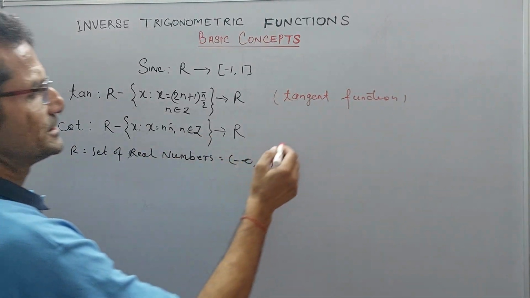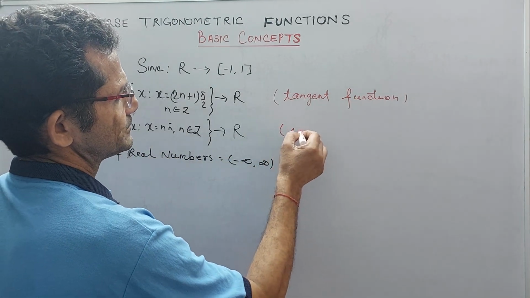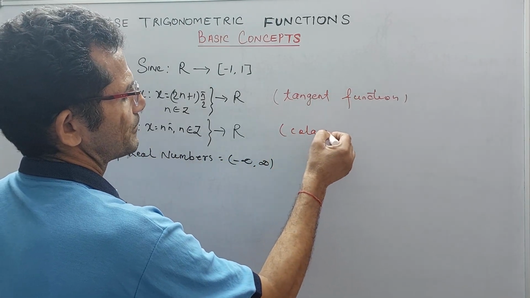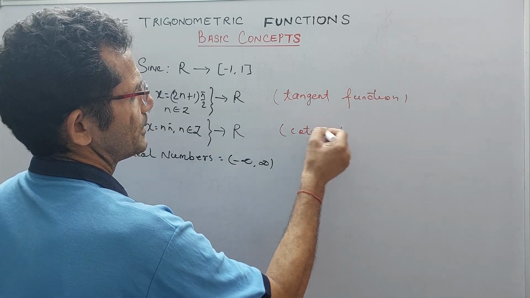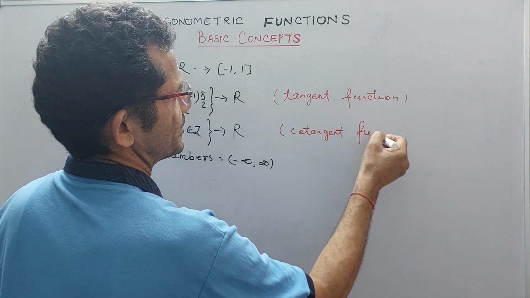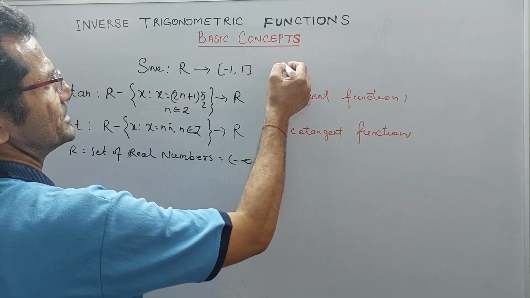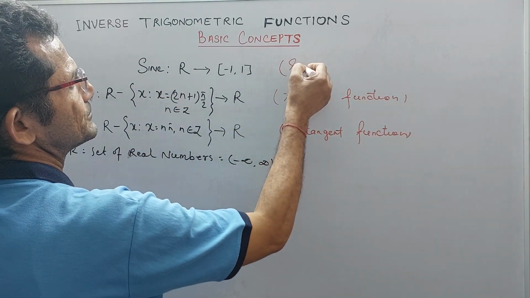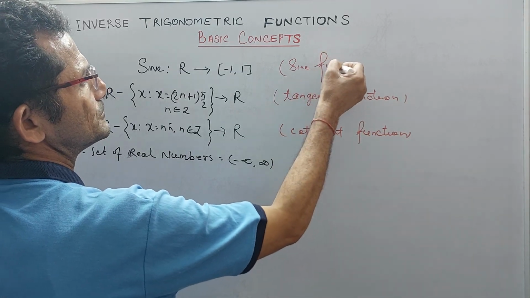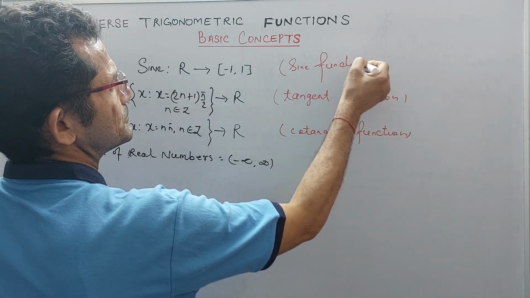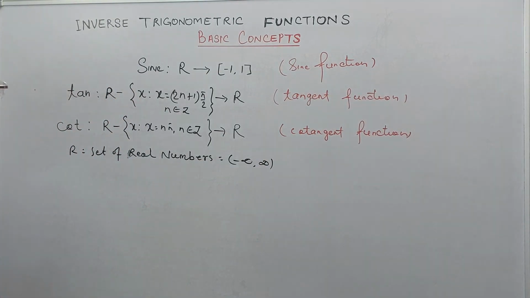And this part is a cotangent. Cotangent function. And this is the sine function. So next one, we have a secant function.